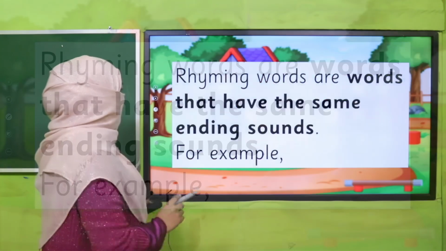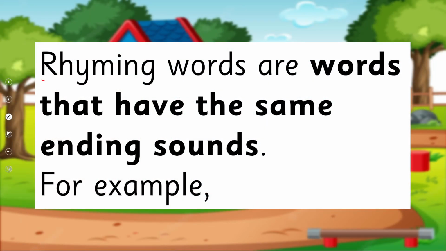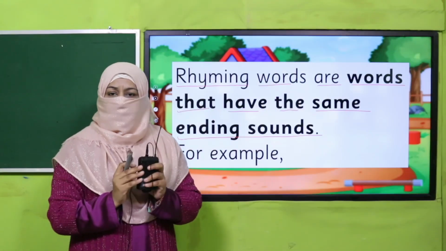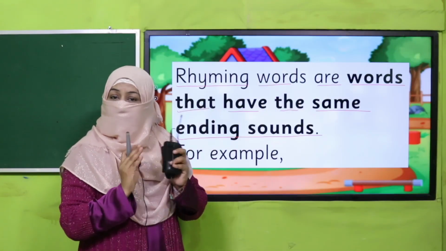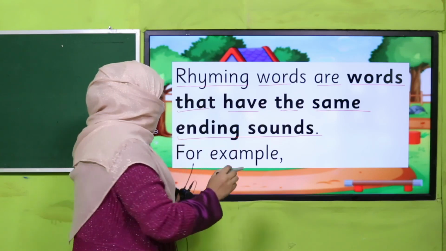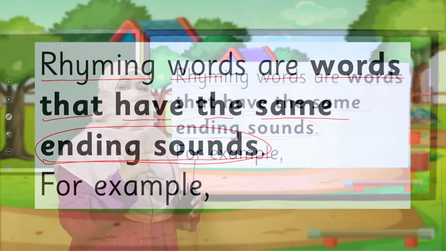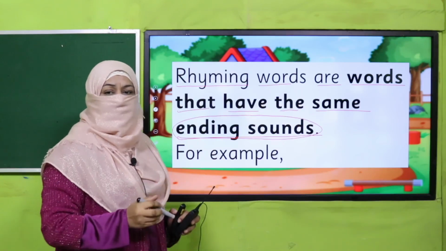The next thing is rhyming words. Rhyming words are words that have the same ending sounds. What does it mean? Two words have different initial sounds, but their endings are the same. And what is ending sound? The sound on which the word ends. The sound which you hear or you say at the end of a word is the ending sound.